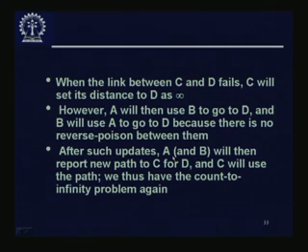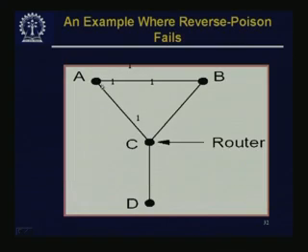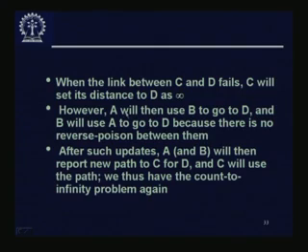After such updates, A and B will then report a new path to C for D, and C will use that path. Now, A will tell C that it has a path to D through B, and C will not know. So C will also take that. For anything destined to D, it will send to A, A will send to B, and things like this will go on without any packet getting anywhere. We thus have the count to infinity problem again.